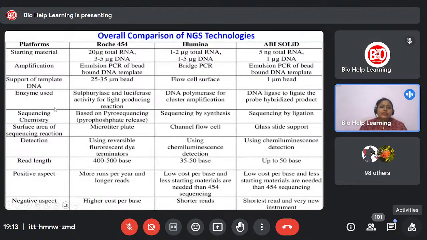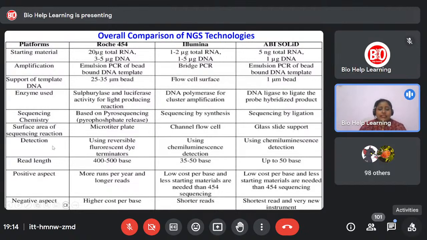The next criterion for these technologies is the sequencing chemistry. Generally, Roche 454 works based on pyrosequencing, Illumina works by sequencing by synthesis, and ABI SOLiD works based on sequencing by ligation. For the surface area of the sequencing reaction, Roche 454 uses a microtiter plate, Illumina uses a channel flow cell, and ABI SOLiD uses a glass slide support for detection.